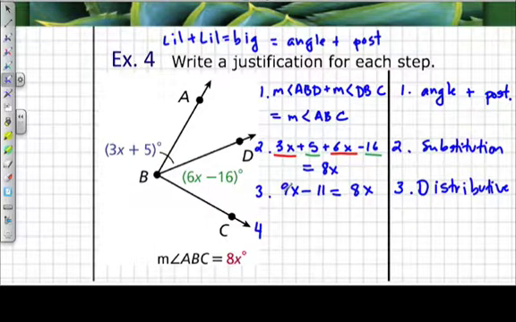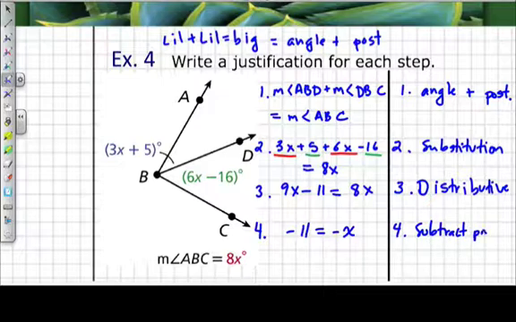And now my next statement. Normally I would move the 8x, but since I only have one constant over here, I'm going to go ahead and subtract 9x from both sides. That means negative 11 is equal to 8x minus 9x, which is negative 1x, or negative x. I subtracted 9x from both sides, so that's the subtraction property of equality.